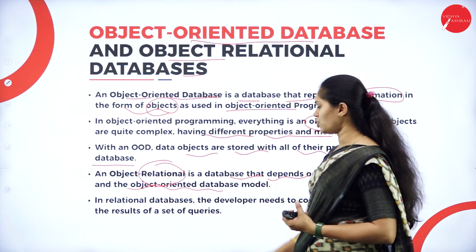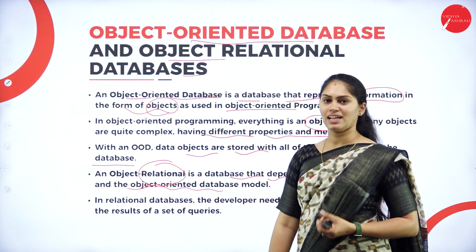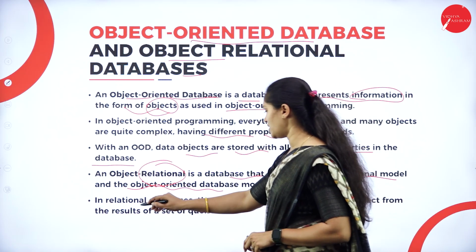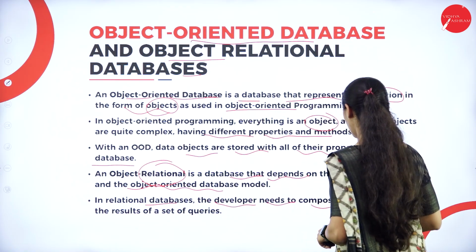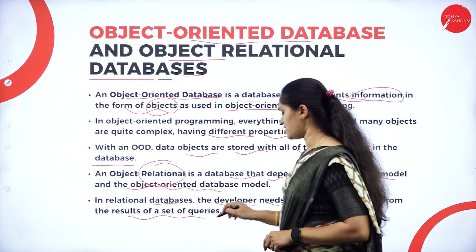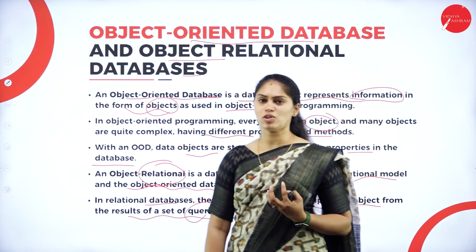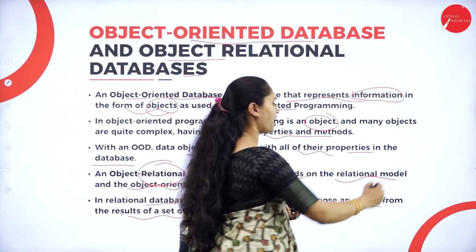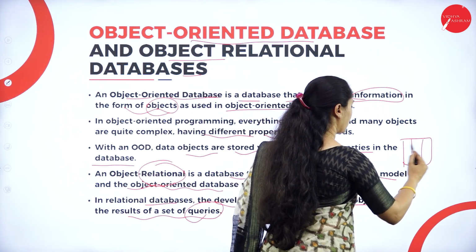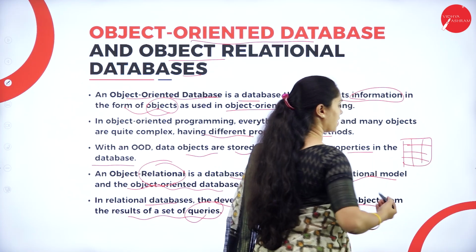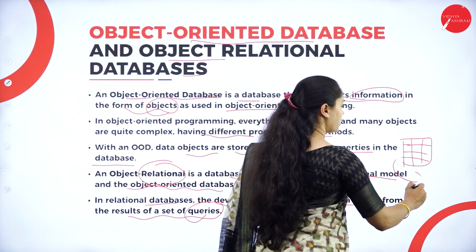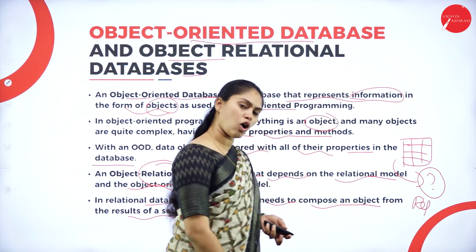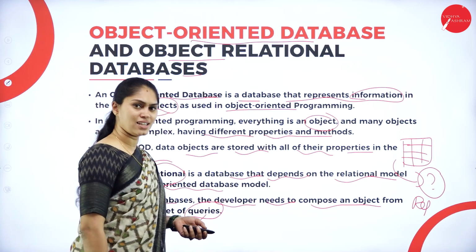With the help of those two, we are storing some information regarding the relation, that is with respect to the tables. So in the relational database, a developer needs to compose an object from the result of a set of queries. So how can I get to know the resultant of this object-oriented relational database? So we are going to have a set of tables. I need to write some queries in order to fetch the content from these tables. So whatever the resultant that I am getting, that resultant will be considered as what? Object in the object relational database.